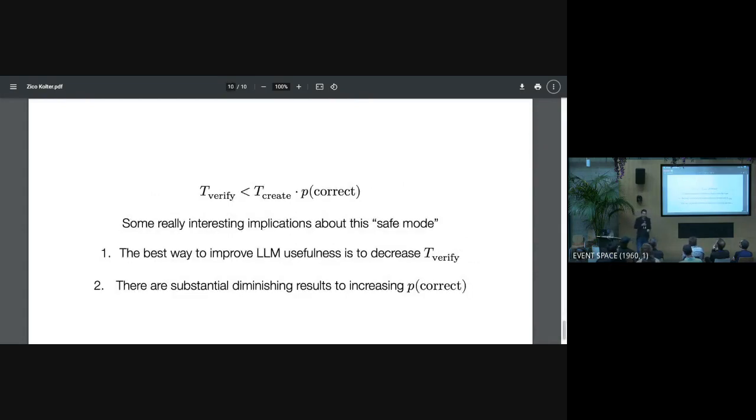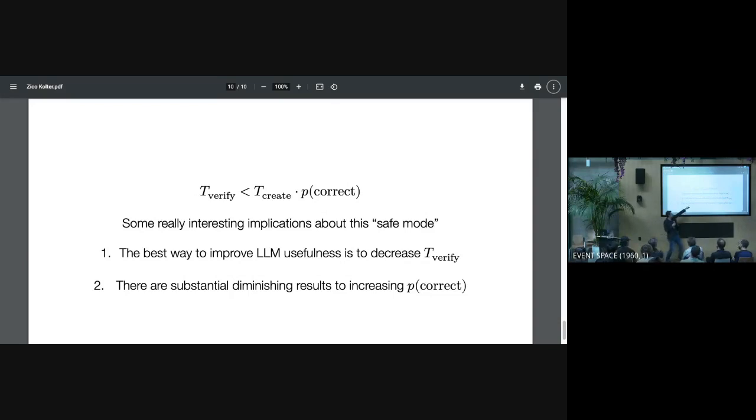Namely, there's two things I want to highlight here. If you believe everything I've said so far, so if you believe in this use case, then there's two interesting implications of this. Maybe I should do them in reverse order, actually. So the second one is that there's substantial diminishing returns from increasing p-correct. I think this is what almost everyone is focused on for LLMs in general: increasing the probability they're correct, making them more and more accurate.